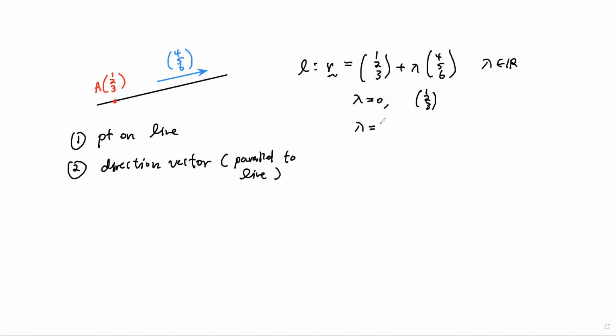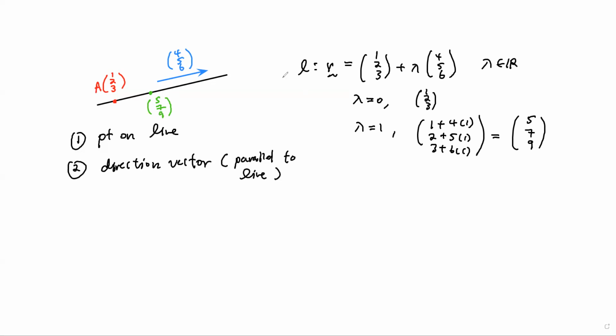If lambda equals 1, then it gives us 1 plus 4 times 1, 2 plus 5 times 1, and 3 plus 6 times 1. That should be (5, 7, 9). So it gives us the point (5, 7, 9), which is somewhere on the line. I'm not sure where it is, but let's say it's here. It will definitely be on the line.